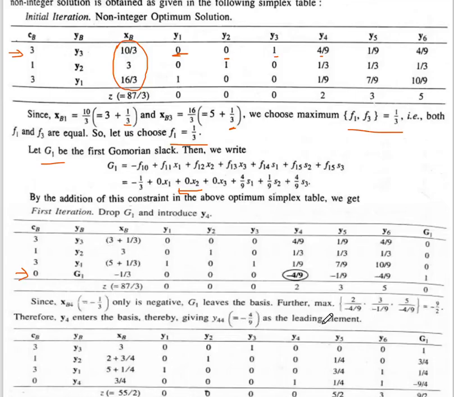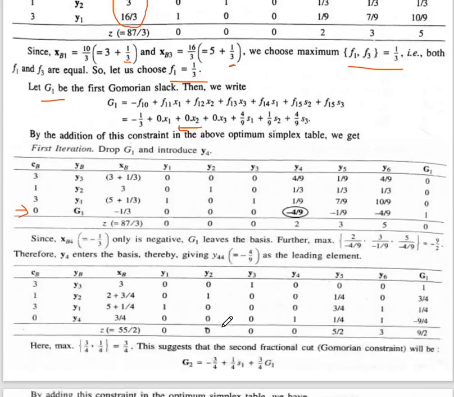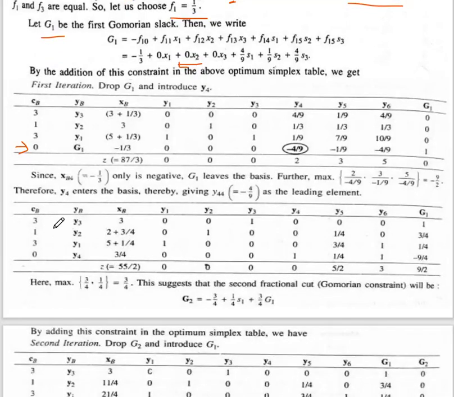Now we will find out the incoming vector, and it is obtained by using this formula. Here minus 9 by 2 corresponds to y4, so therefore y4 enters the basis. So here y4 is the incoming vector, G1 is the outgoing vector, and minus 4 by 9 is the key element. Now we will construct this simplex table by the usual simplex method.